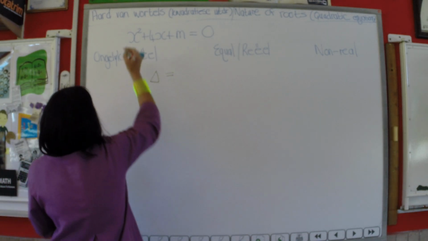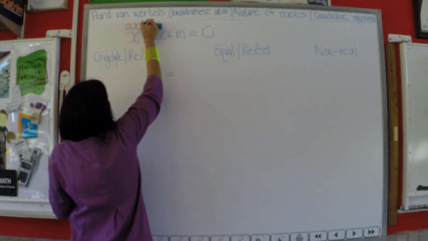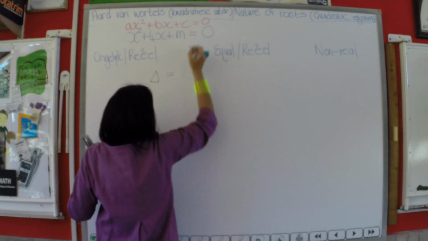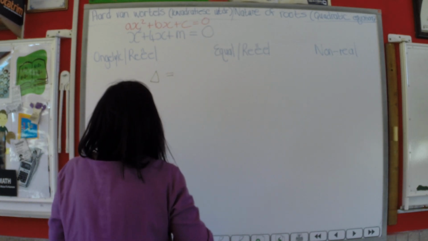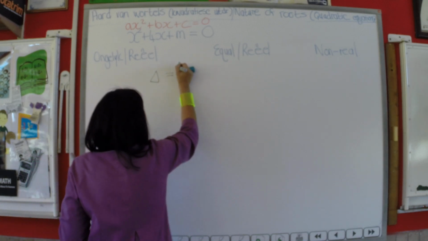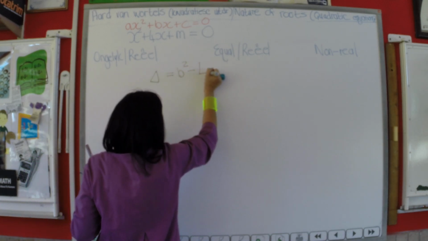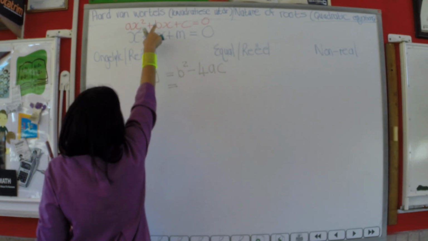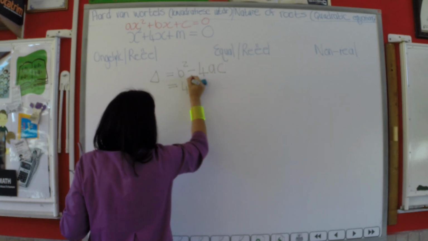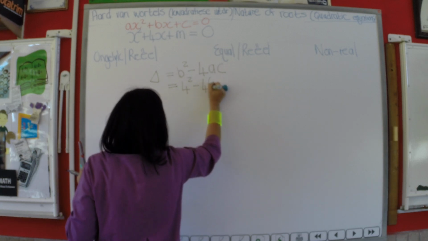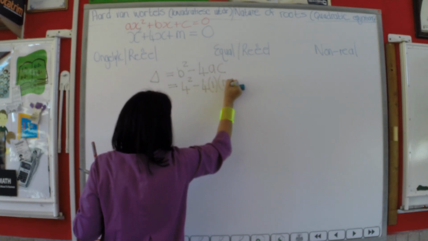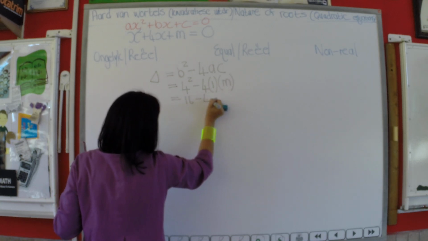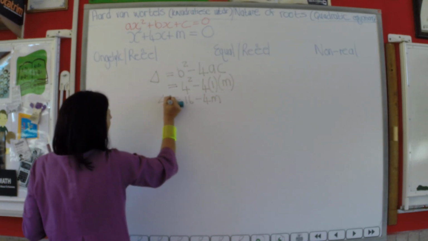So ons gaan sê, ax kwadraat plus bx plus c is gelyk aan 0. So delta is b kwadraat minus 4ac. So b uit hierdie vergelyking is 4. So it's 4 squared minus 4 times a times c. So dit is 16 minus 4m. That's the value of delta.